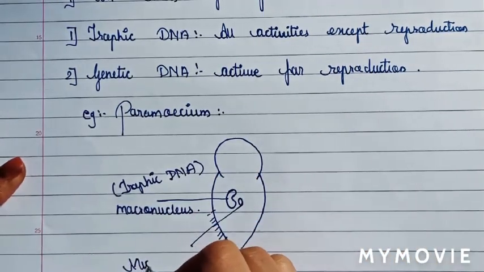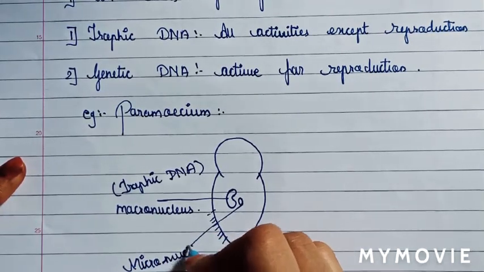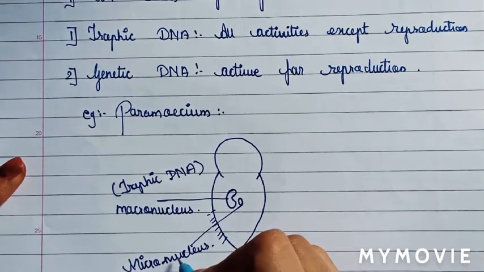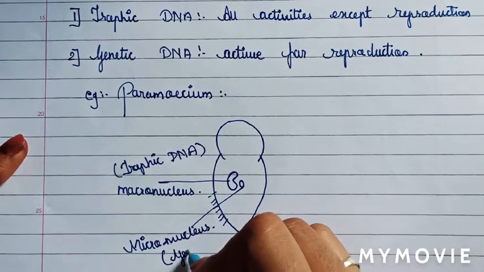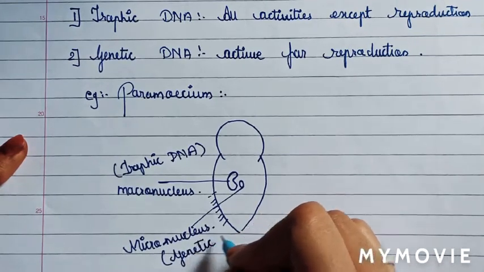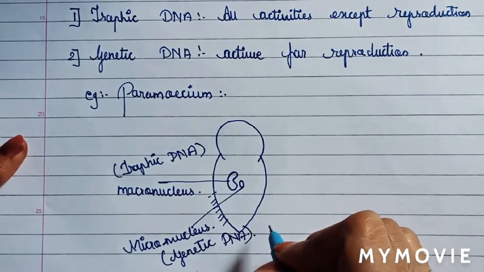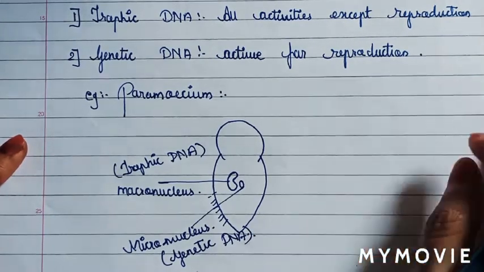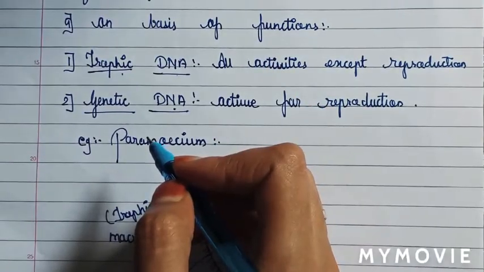Here you can see a micronucleus. And this micronucleus consists of genetic DNA, necessary for the binary fission in Paramecia. So these were the types of DNA on the basis of their function. Next we will see the types of DNA on the basis of the number of base pairs that a DNA strand has in 1 turn and types of coiling.